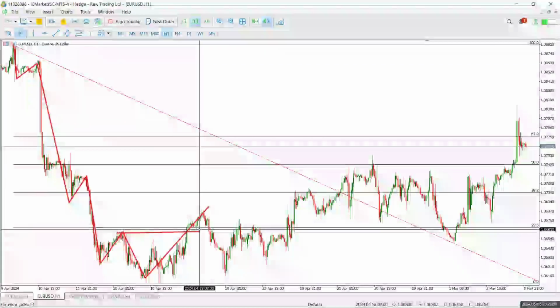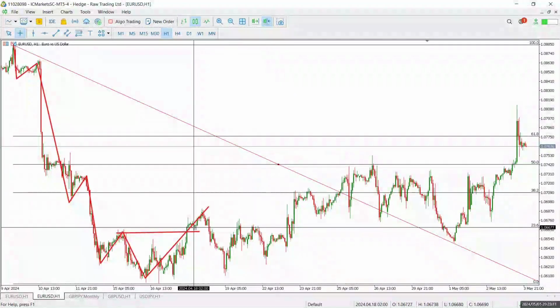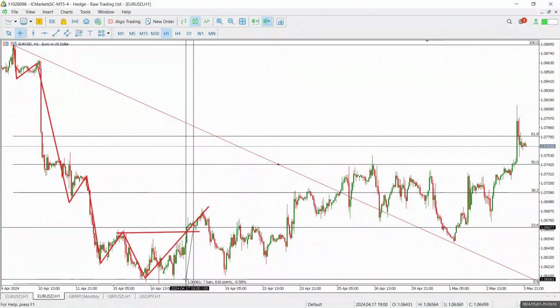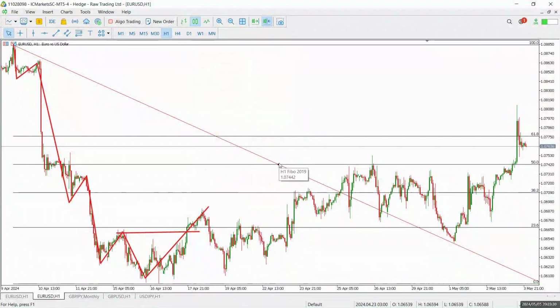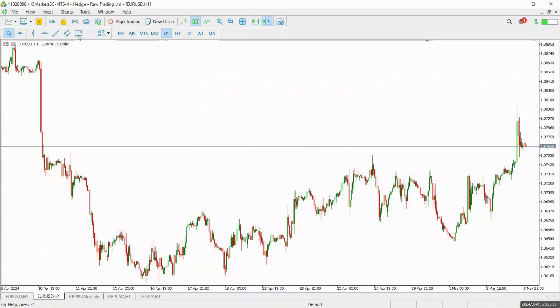You can decide to enter using entry variation 1 directly at the break of structure and put your stop loss at the low here for about 61 pips, and buy to the take profit here at this other 61.8 for 108 pips. This is like a 1:1.8 risk reward. We can also decide to enter this trade using entry variation 2, which entails bringing the Fibonacci from this low to the high where prices broke the structure.